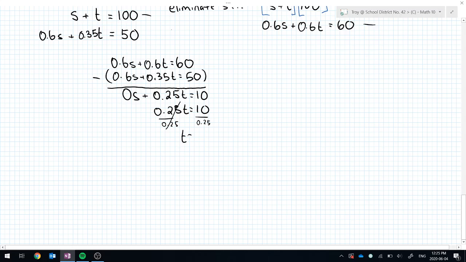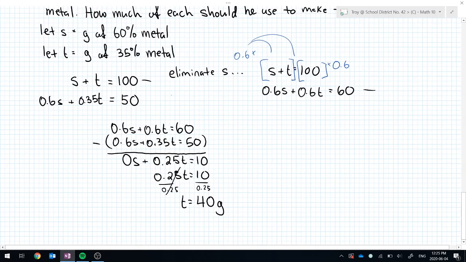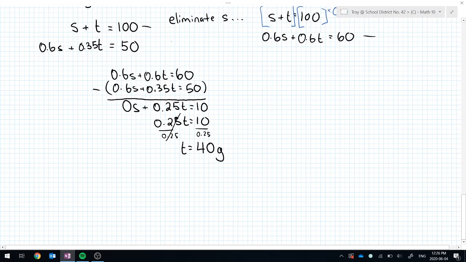And I simply get t is equal to 40. And remember, we're talking about grams here. So if we go back, I said let T equal grams of the 35% metal. So we know we're going to have to use 40 grams of the 35% metal. And now we just need to substitute for the last one. So we'll take the easy equation there. S plus T has to equal 100, right? Both metals have to add to 100 grams.